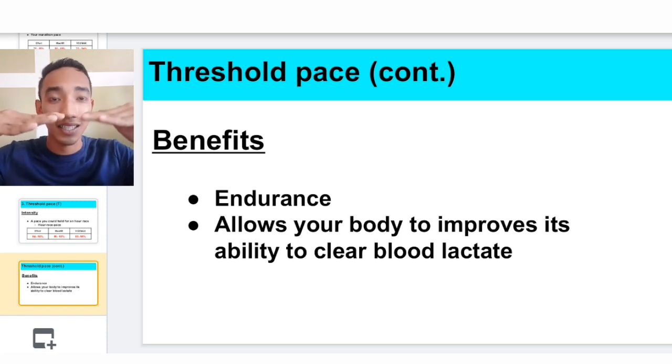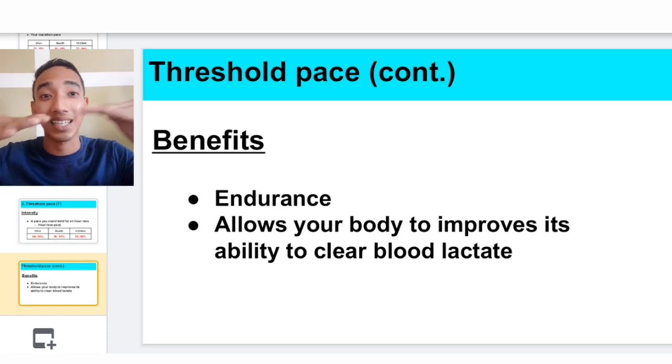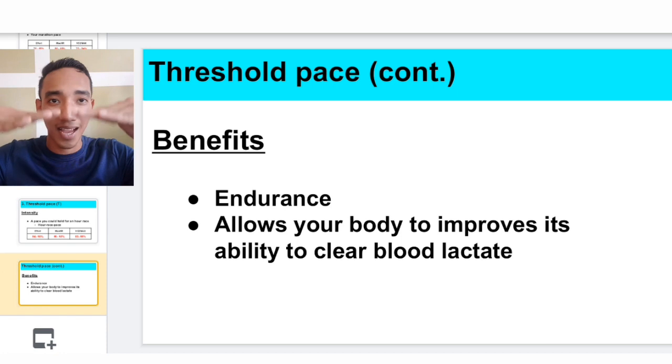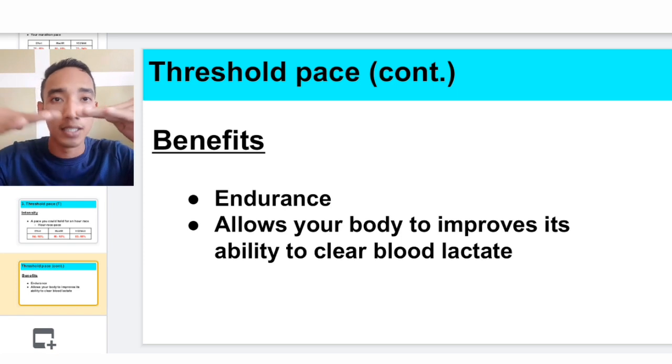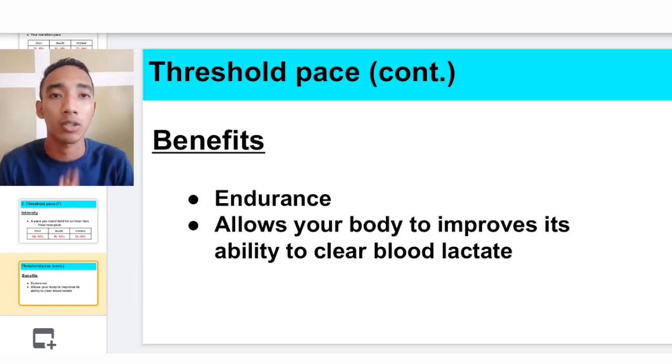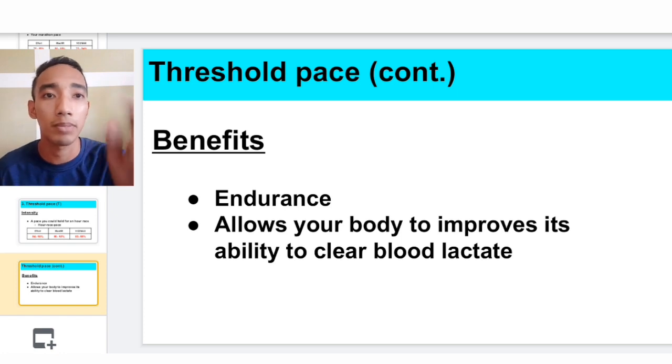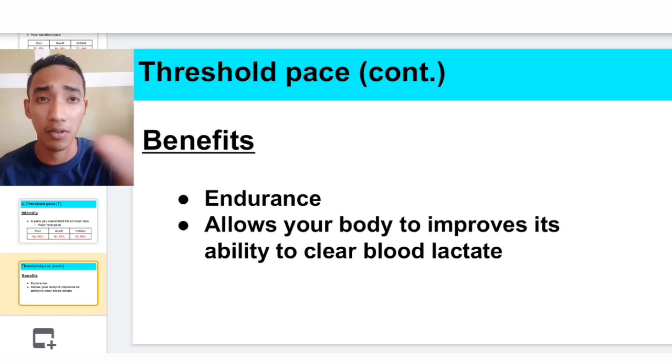It is a 1 hour race pace. That is where your threshold is, the pace where your blood lactate clearing matches accumulation in general. So you should not go too high or too low, to stay at the threshold. You should train at your threshold to increase your endurance. That is the benefit you get from threshold running.